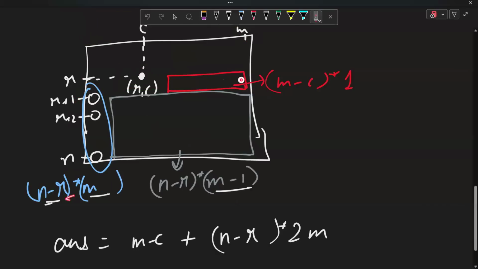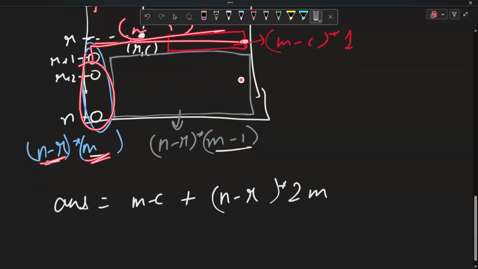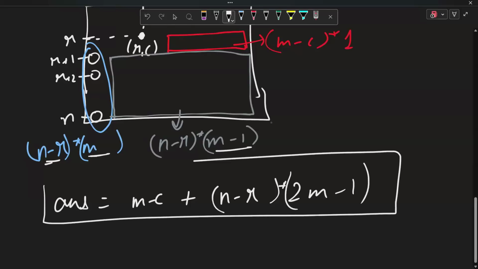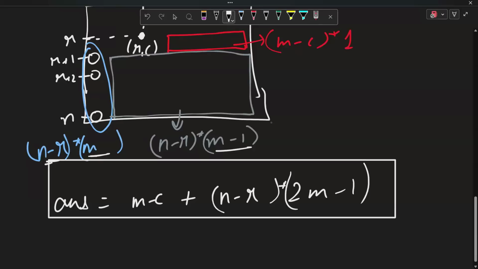I hope you get it, that every person would move 1 above and m minus 1 steps to the right. He's already at 1. To move to m, he would move m minus 1 steps. So a total of m steps for these people. So n minus r times m it would be. Overall it becomes n minus r times m plus m minus 1, 2m minus 1. So this is my final formula that we get.